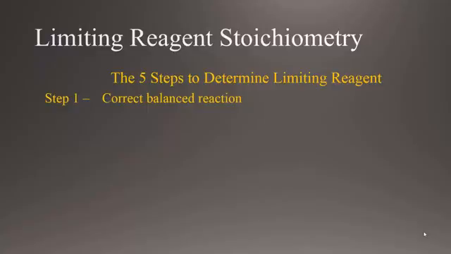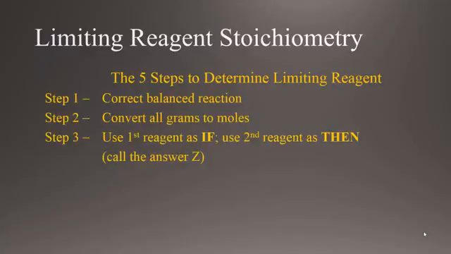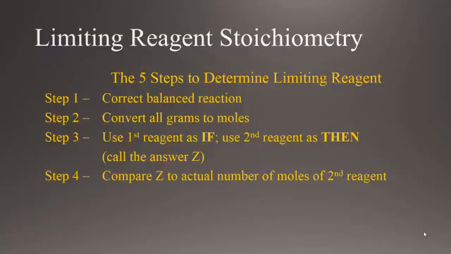The first step, you need the correct balanced equation. So you need to make sure you have the chemicals written correctly. Step 2, convert all the grams to moles. Step 3, use the first reagent as the if, and use the second reagent as the then. Pretend you don't know how much is for the second reagent. We're going to call that answer Z. Now you're going to compare your calculated Z to the actual number of moles of the second reagent. Z is the number of moles you need.